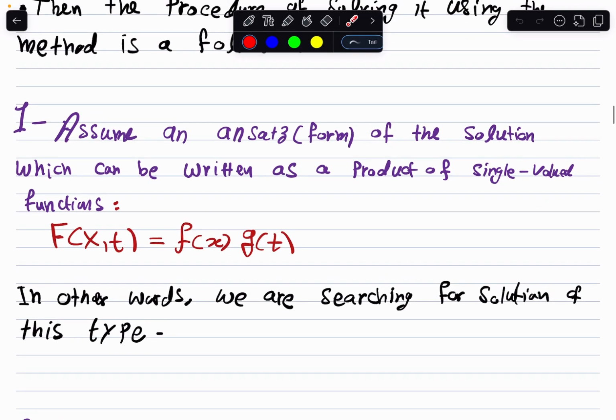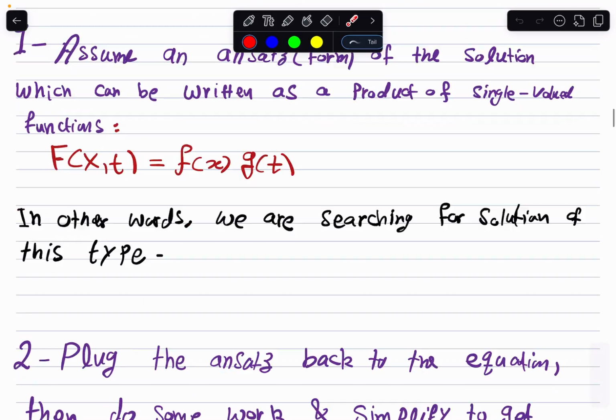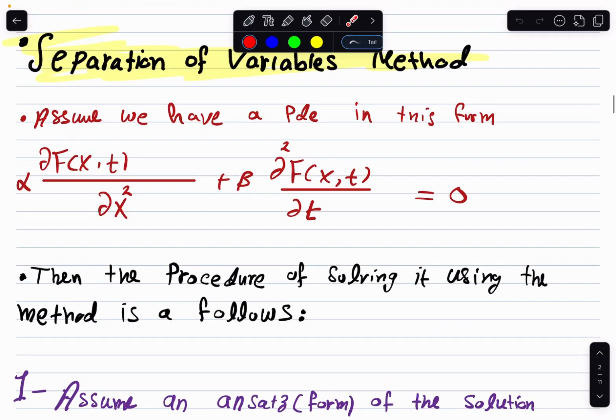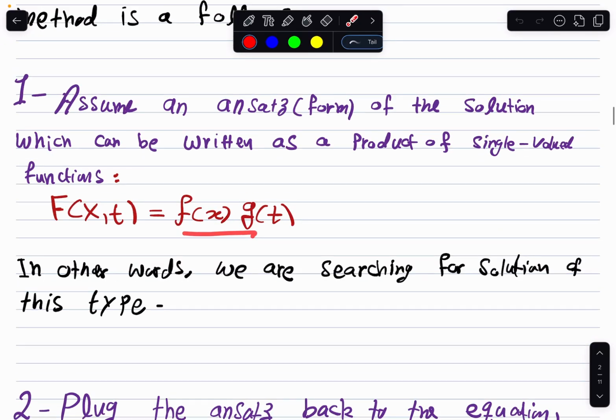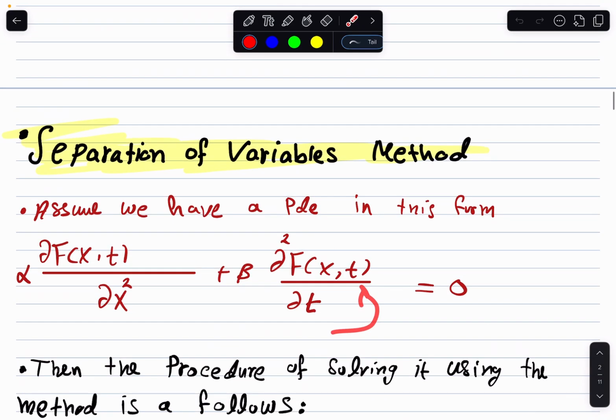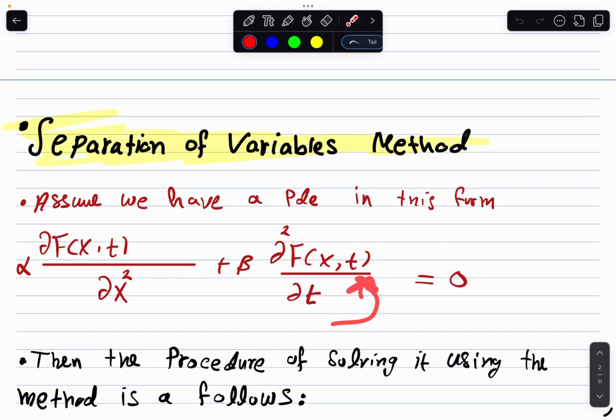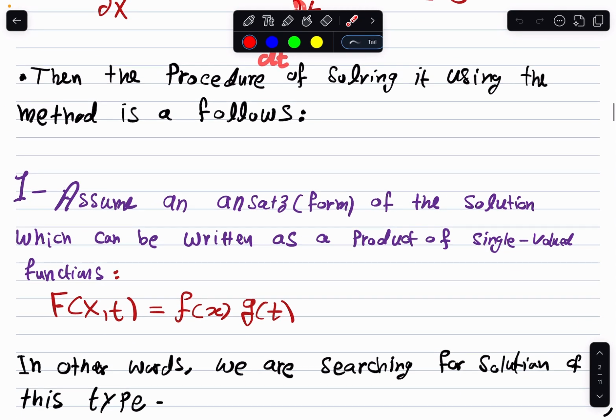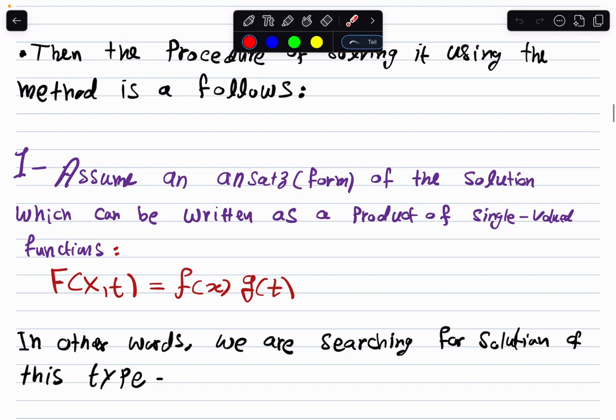Now after that, we take this form and we plug it back into our equation. Notice, if we plug this form into this partial differential equation, these partial derivatives will become just ordinary derivatives, because each piece depends only on x or only on t. We will show an example and maybe it will clarify. So these are just the procedure.